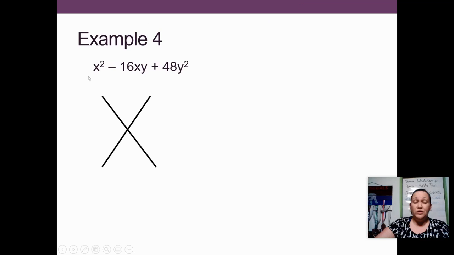I'm going to do the first number, which is 1, times the last number, which is 48. I'm just putting the 48 up here, no letters. On the bottom, I put the middle number, which is negative 16. Now I need 2 numbers that multiply to 48 and add to negative 16. Since the bottom number is negative, both of my side numbers are going to be negative. Take your time to try to figure out what those 2 numbers are.